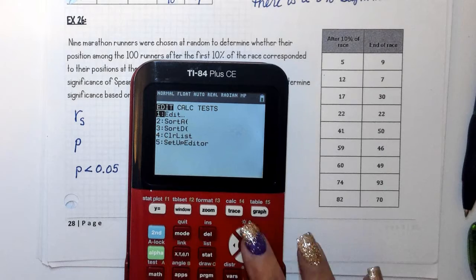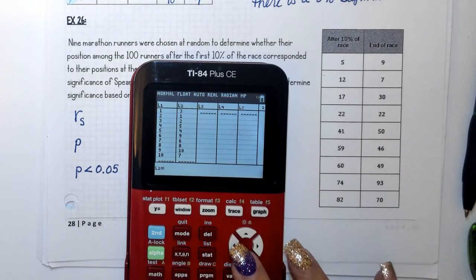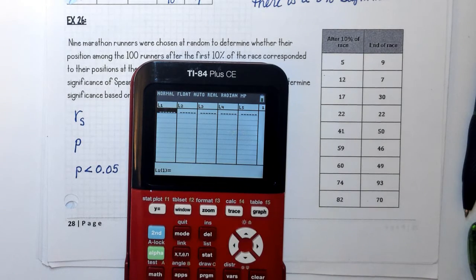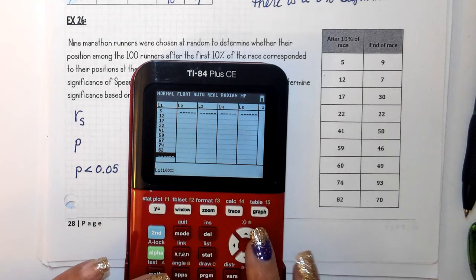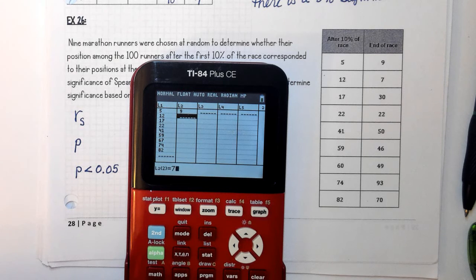So I'm going to go to Stat, Edit. I'm going to put all my data in. You may need to fast forward your video through this if you already did this part. I'm going to plug it in. B2, and then we'll put this one in over here. 9, 7, 30, 22, 50, 46, 49, 93, 70.